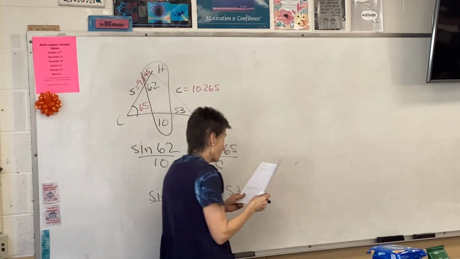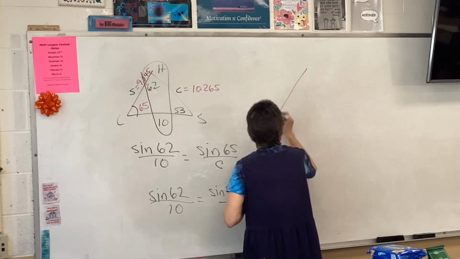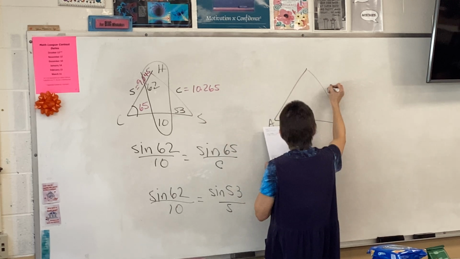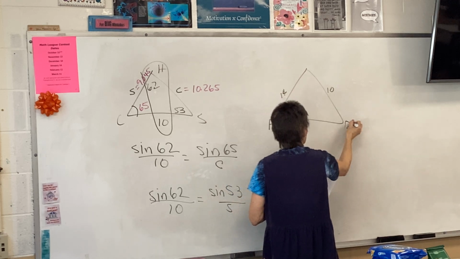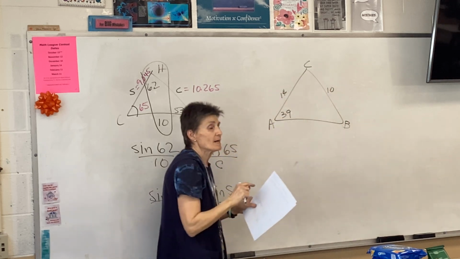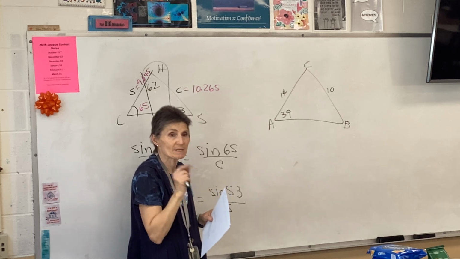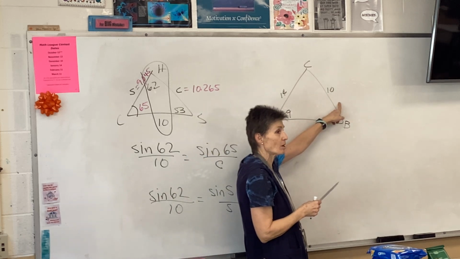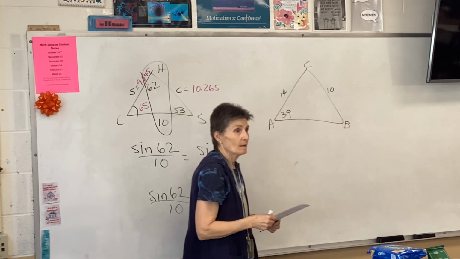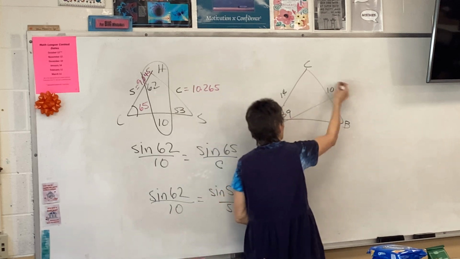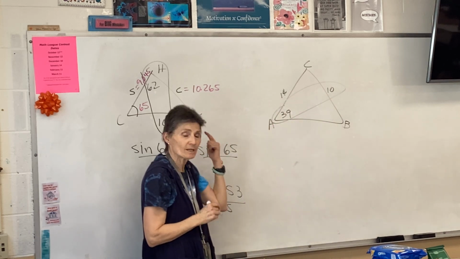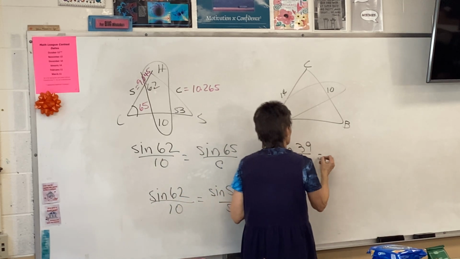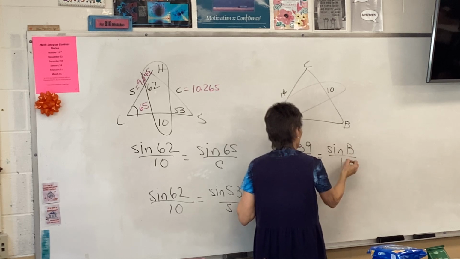All right, number 2. How many triangles are possible if A is 39, side A is 10, and side B is 14? And again, it doesn't matter where you put the A, B, and C. Just make sure that wherever you put the 39, the 10 is across from it. All right? Now, do your beady little eyes see that? What are you going to do? Sine 39 over 10 equals sine B over 14.